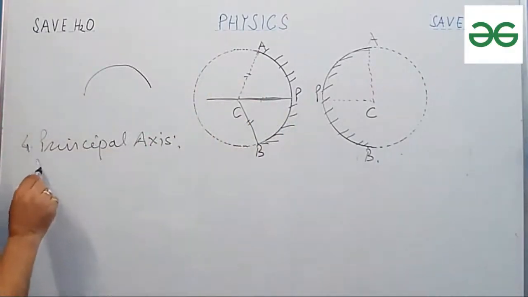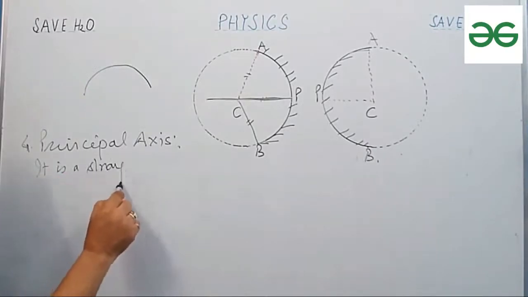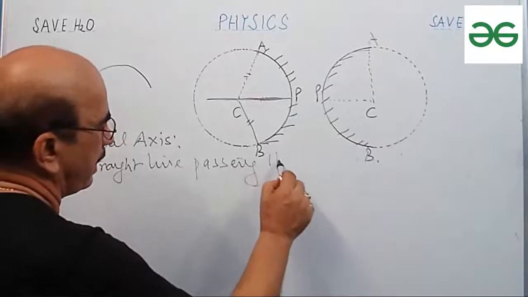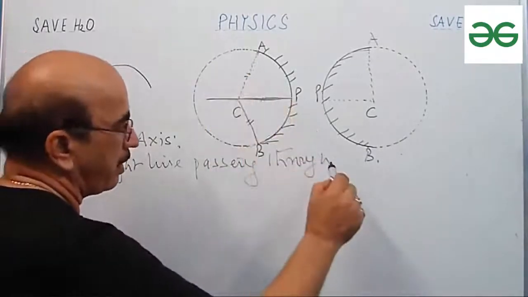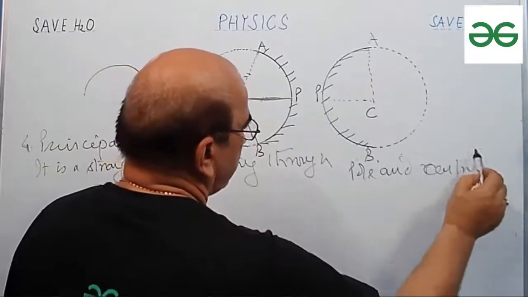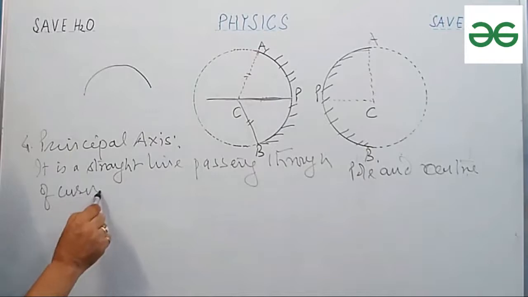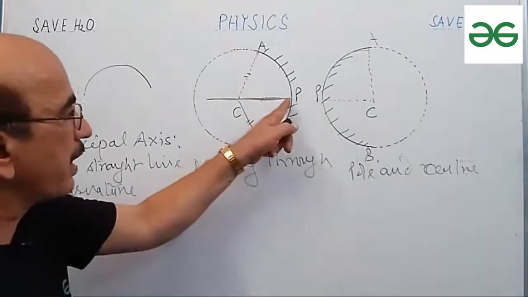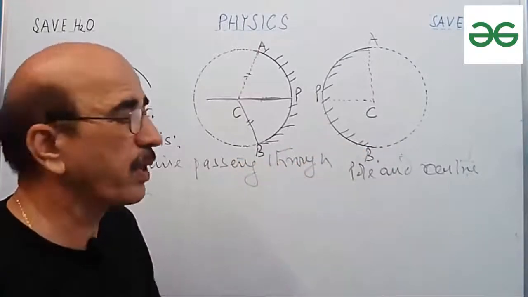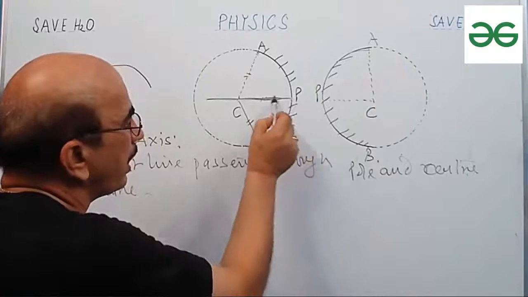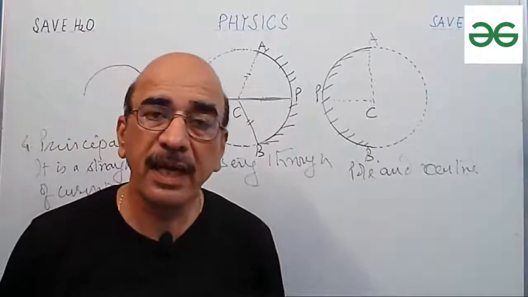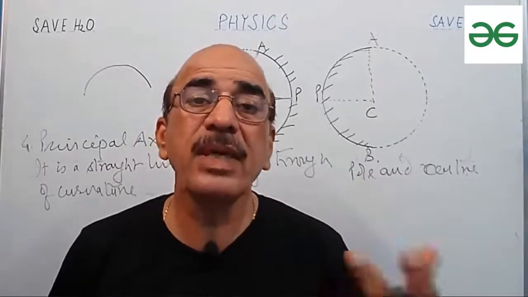So what is it? It is a straight line passing through the pole and the center of curvature. Whether it is a convex mirror or a concave mirror, these definitions and terms remain the same for both mirrors. So it is a straight line joining the pole and the center of curvature. The line passing through the center of curvature and joined to the pole is called the principal axis, and again it is very, very important. It is an imaginary line. For a mirror it is called an imaginary line, it is not actually there.